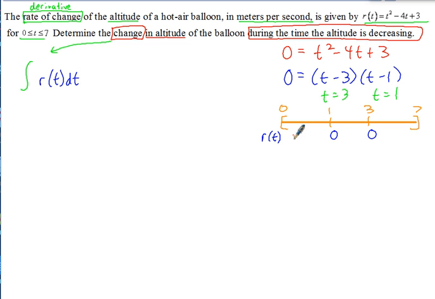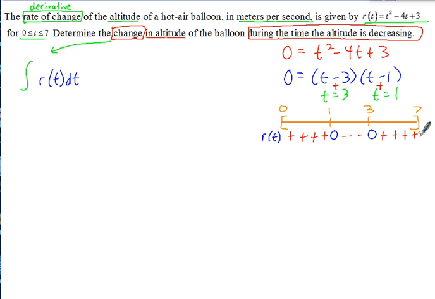Well, if we test 0, because it's a non-critical number, 0 minus 3 would be negative. 0 minus 1, negative. Negative times a negative is positive. Between 1 and 3, we could test 2. 2 minus 3 is negative. 2 minus 1 is positive. Negative times a positive, negative. And between 3 and 7, you could test 4. 4 minus 3 is positive. 4 minus 1 is positive. Positive times a positive is positive.